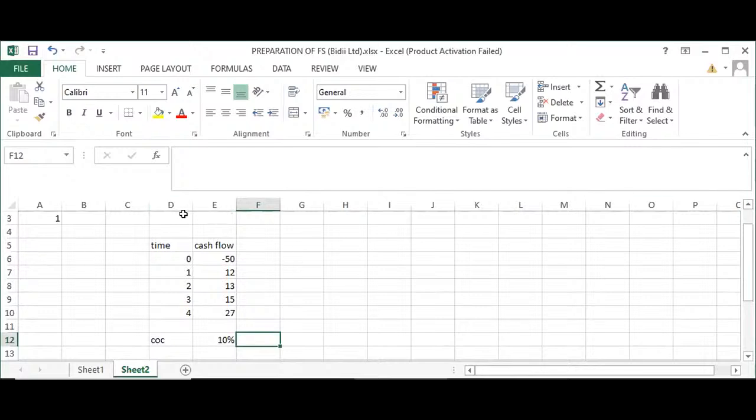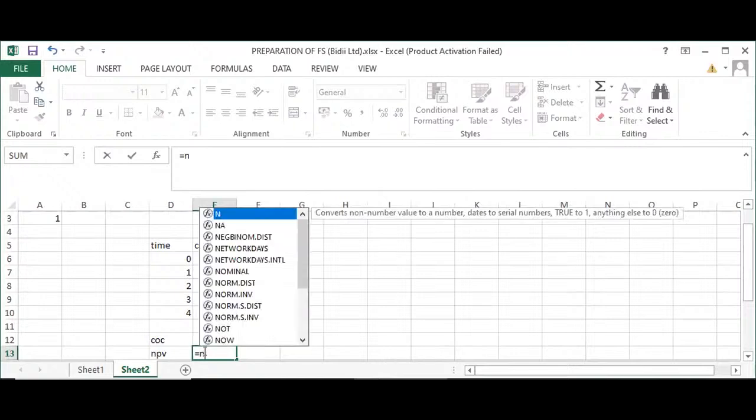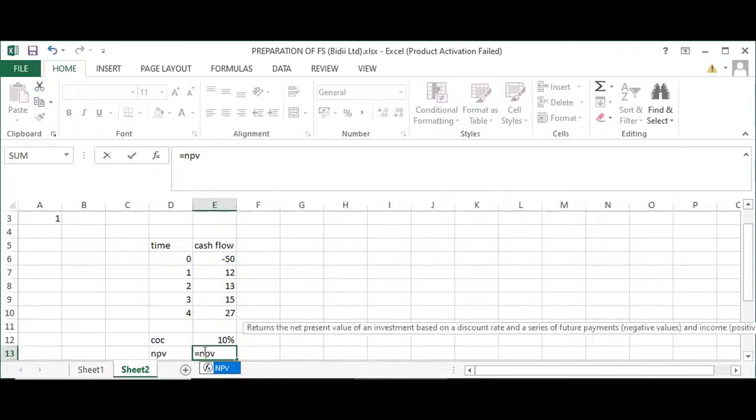So then down there, under COC, write NPV. And don't panic at all. Go there, say equals, because you must always start with equals. Then NPV. You write NPV. Double click the one that is down there, the blue one.